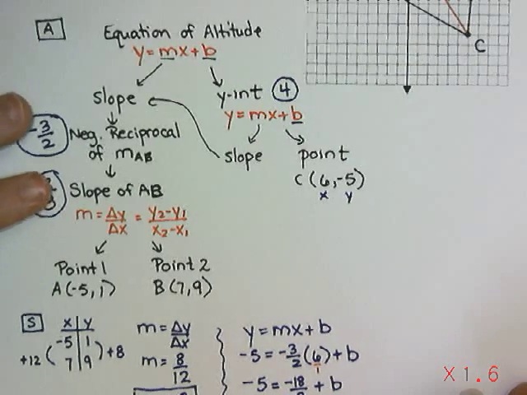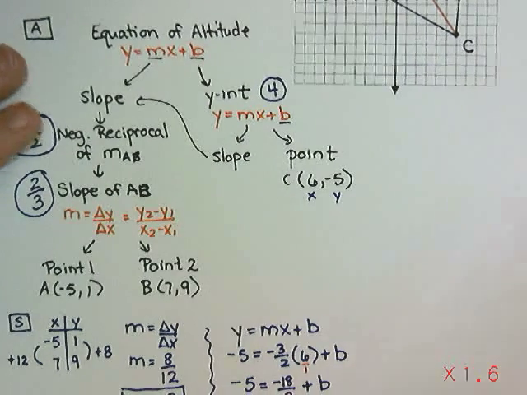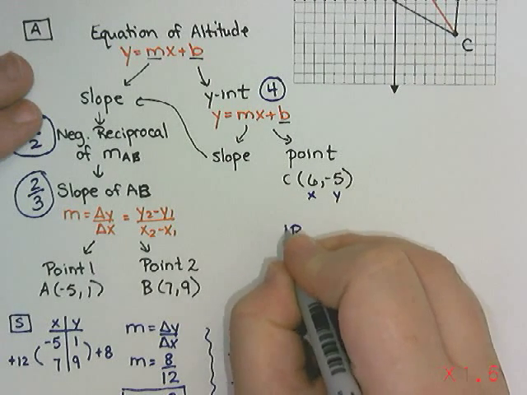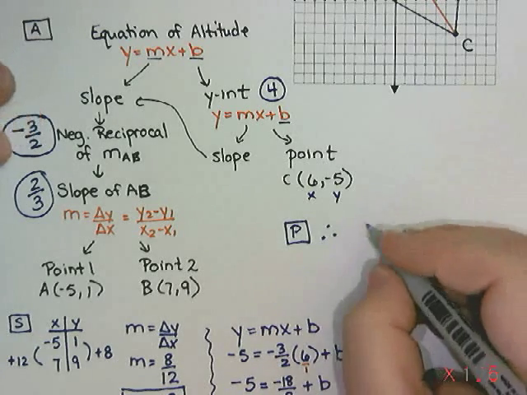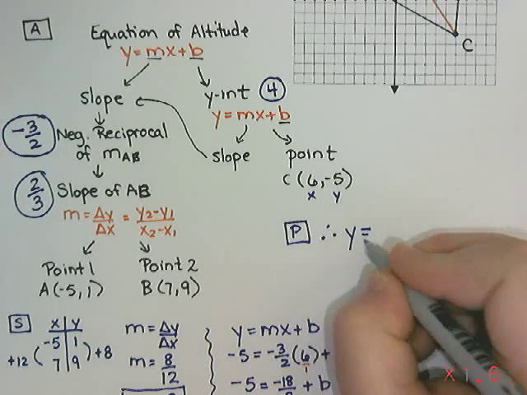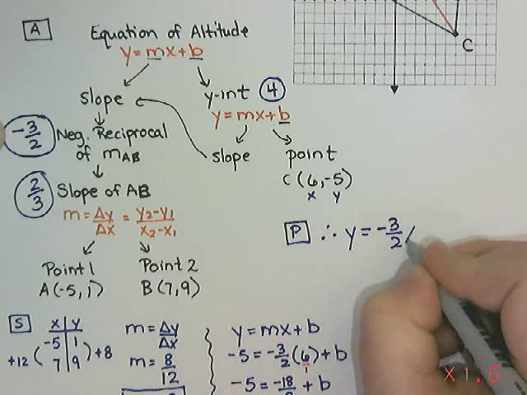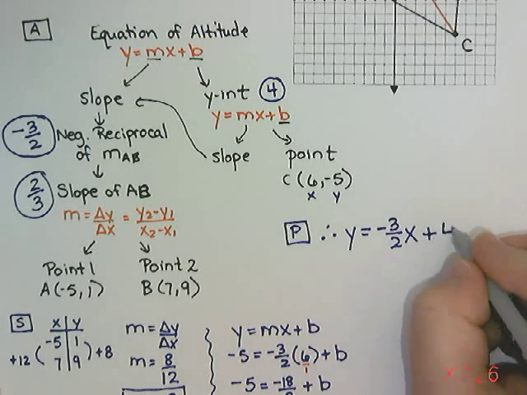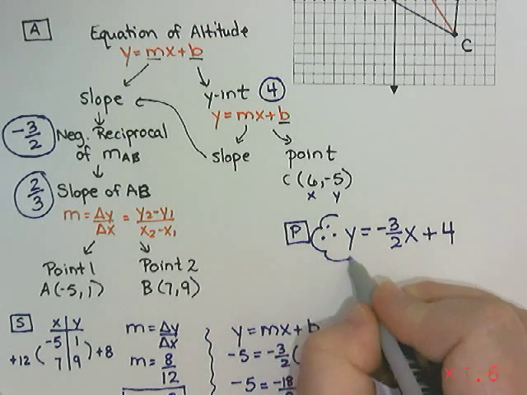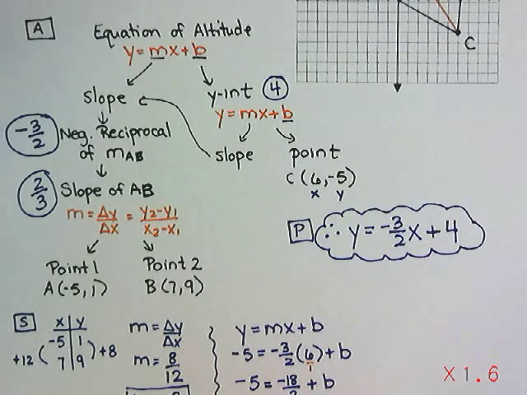So our last step is our present, the P in grasp. I'm just going to find some space. I might do it right here. We're going to say therefore. Our equation is y equals m, so -3/2, x plus b, which we said was 4. So we get y equals -3/2x plus 4. And that's altitudes.